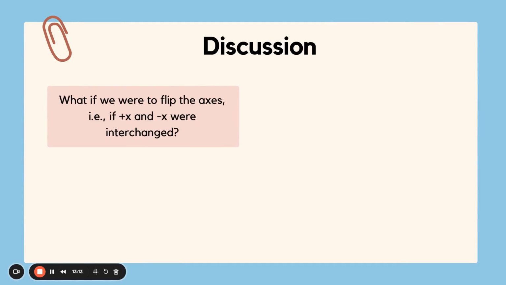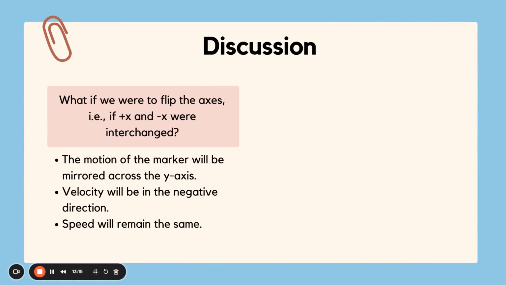So what would happen if we flip the axis? The motion of the marker will be mirrored across the y-axis, given that the position plotted in the positive x will now be plotted in the negative x. Thus, the slope will be negative, and thus the velocity will be in the negative direction. However, speed, or the magnitude of the velocity, will remain the same.